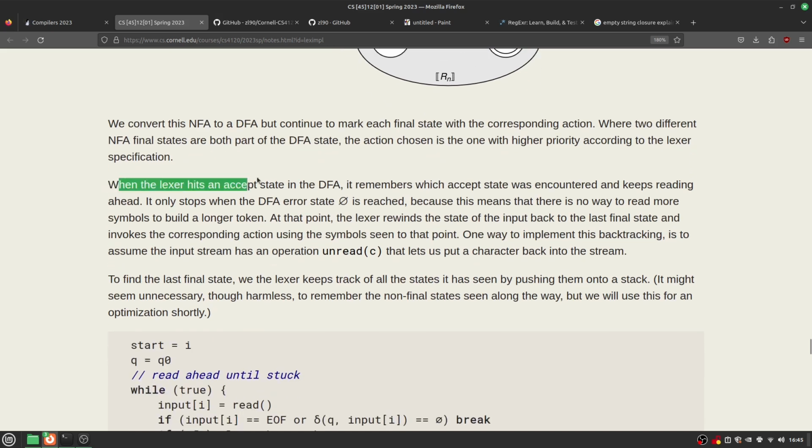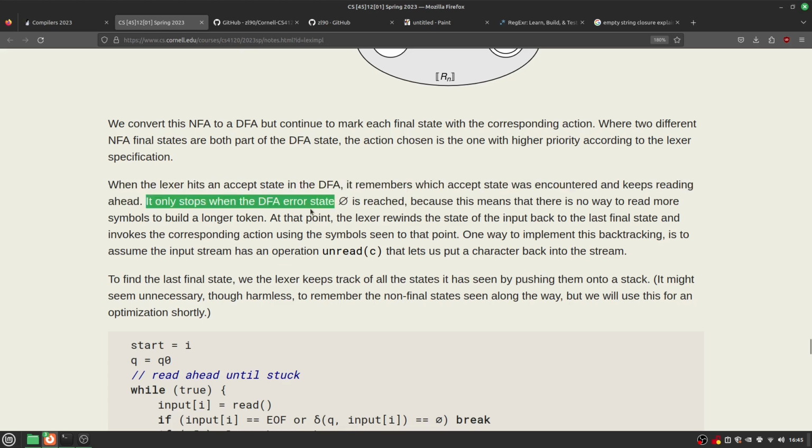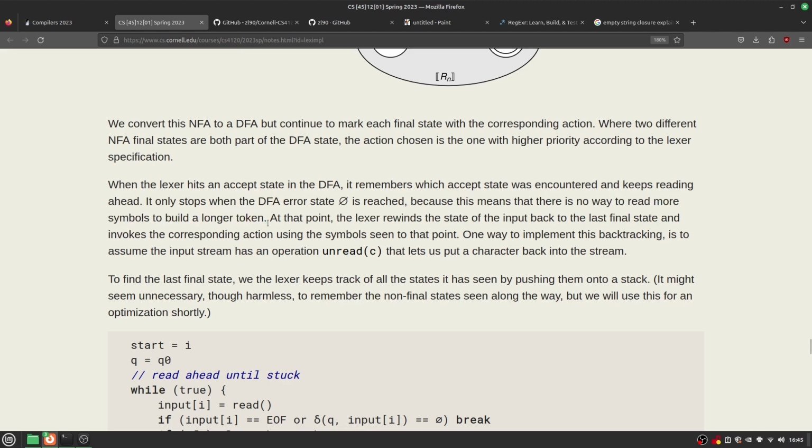When the Lexer hits an accepted state in the DFA, it remembers which accepted state was encountered and keeps reading ahead. It only stops when the DFA error state is reached, because this means that there is no way to read more symbols to build a longer token. At that point, the Lexer rewinds the state of the input back to the last final state and invokes the corresponding action using the symbols seen to that point.